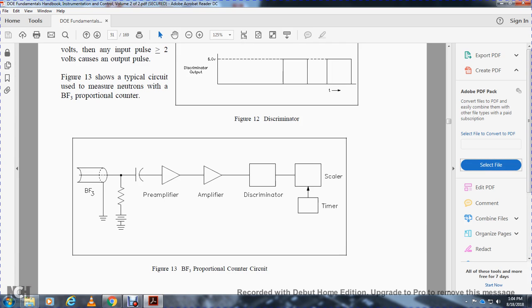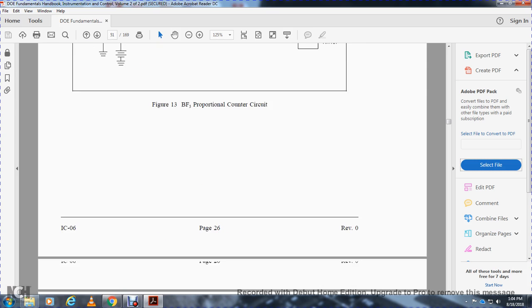Boron trifluoride counter grounded with the resistor, the DC supply grounded, the capacitor, preamplifier, amplifier, discriminator, scalar, and the timer on the scalar.